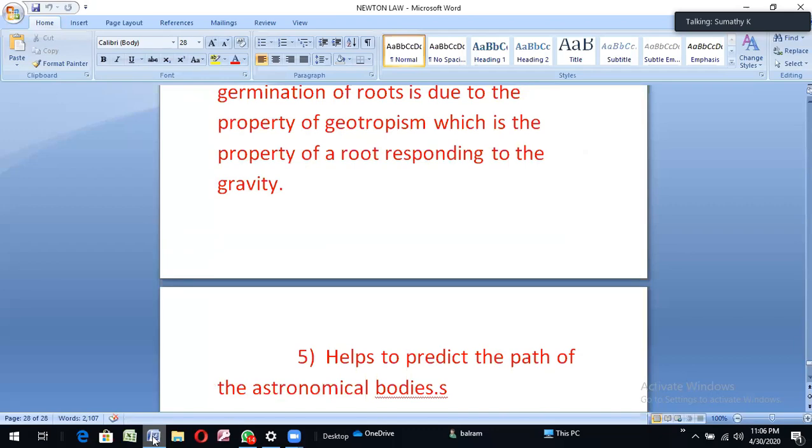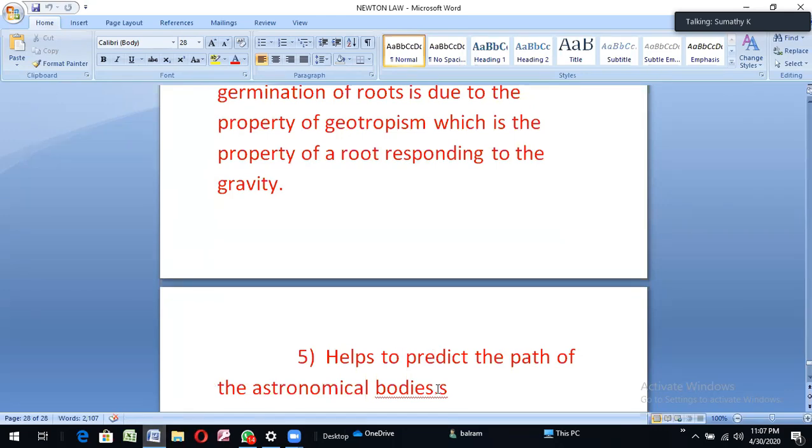It helps to predict the path of the astronomical bodies. Path means where they are revolving around the sun. Like the planets, astronomical bodies' paths can be calculated by Newton's law of gravitation. Understand? Yes, the lesson is over.